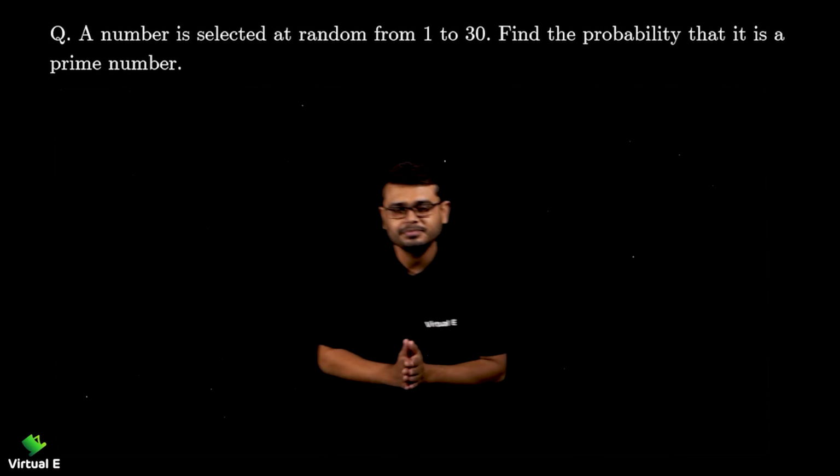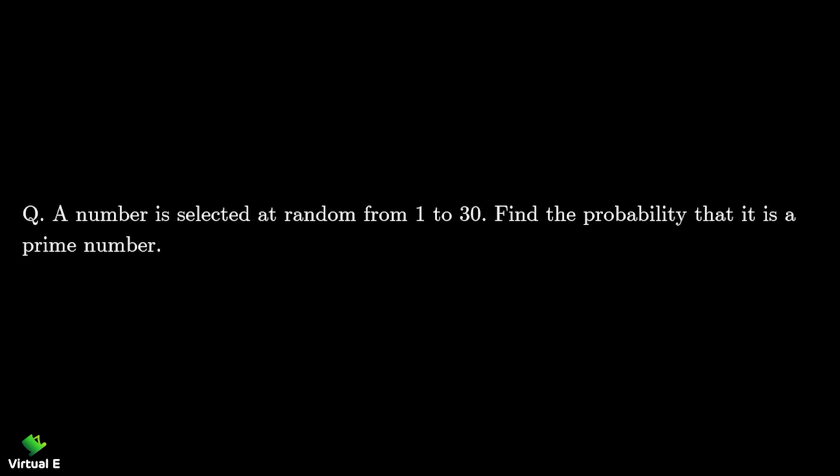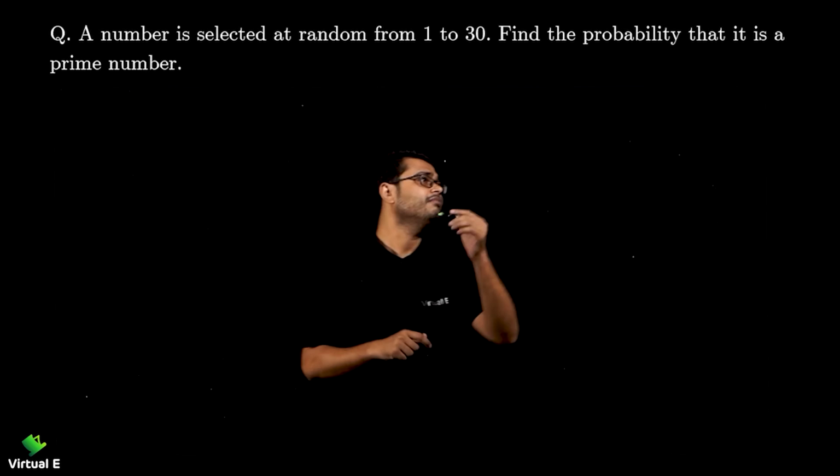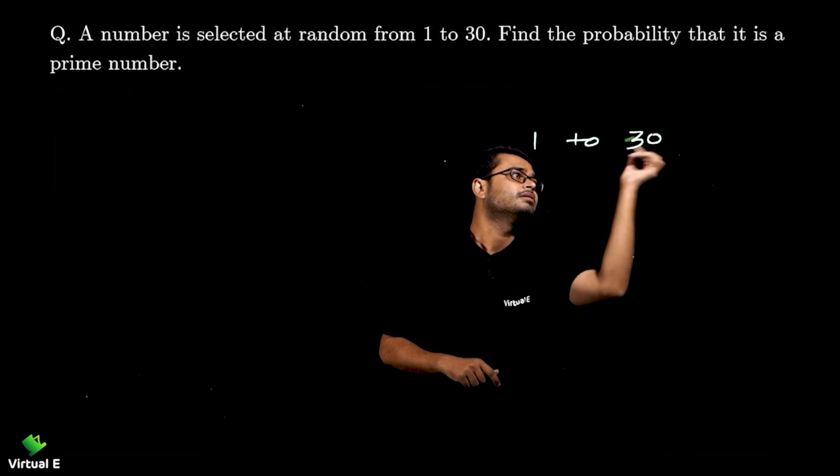Let's do another question that is related to numbers only. Let's start with the question. A number is selected at random. We are selecting the numbers randomly from 1 to 30. So how many numbers are we supposed to take? 30 numbers, starting from 1 to 30. So let's write here, we have 1 to 30 numbers. We start from 1 and we stop at 30.